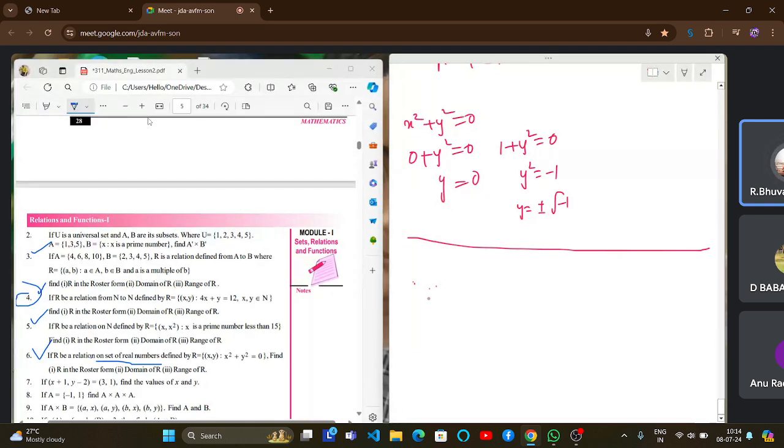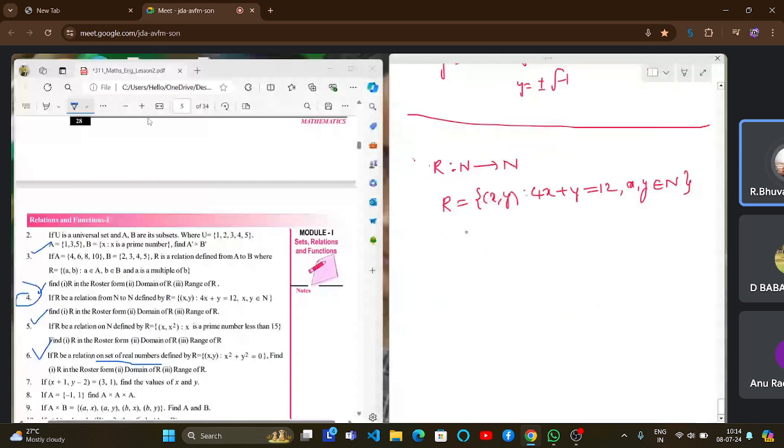ఎందుకు ఈ కాన్సెప్ట్ బాగా చెప్తున్నానంటే, నెంబర్ ఆఫ్ ప్రాబ్లమ్స్ ఎన్ని ఇచ్చినా సరే you will easily get it. సో ఇఫ్ R is a relation natural number to natural number, and the relation set is x comma y such that 4x plus y equals to 12, and x comma y values will always be natural numbers. So first one is roster form, second one is domain, and third one is range. So first I want to find out roster set.